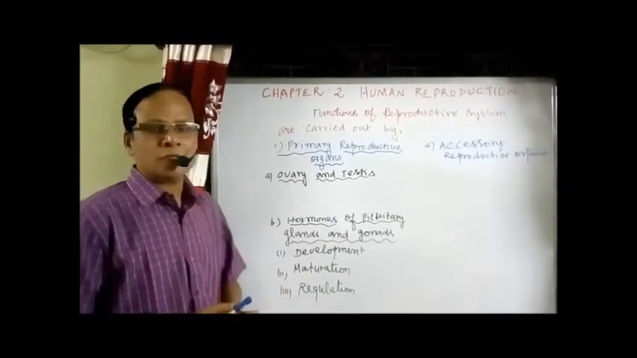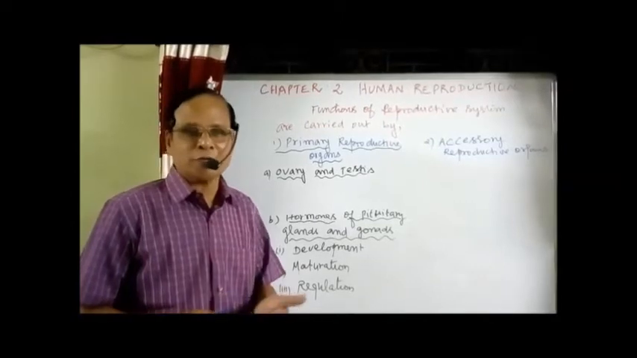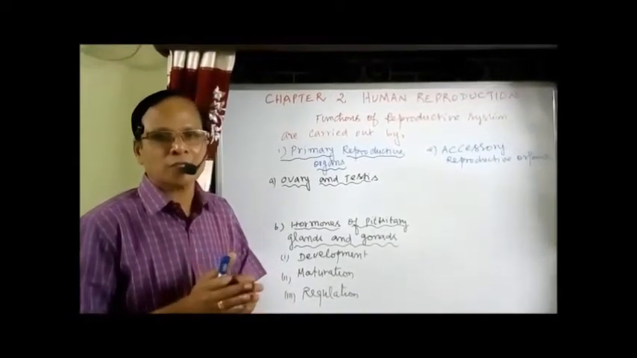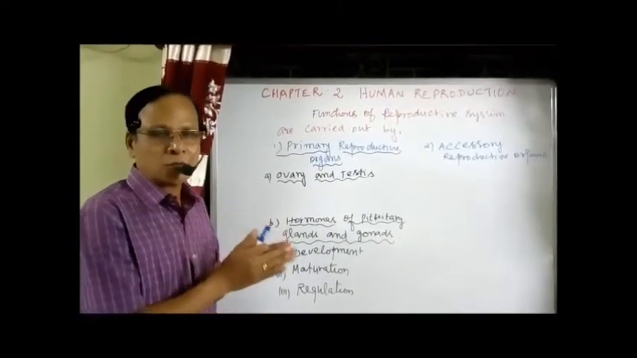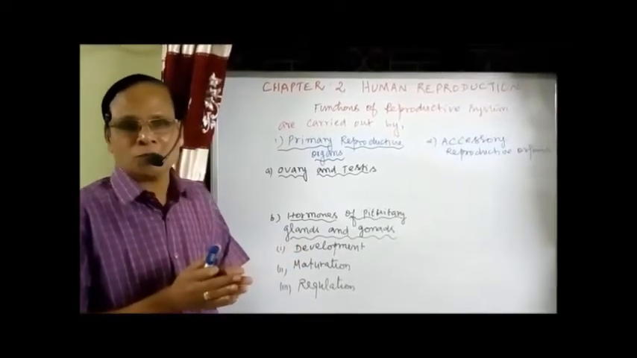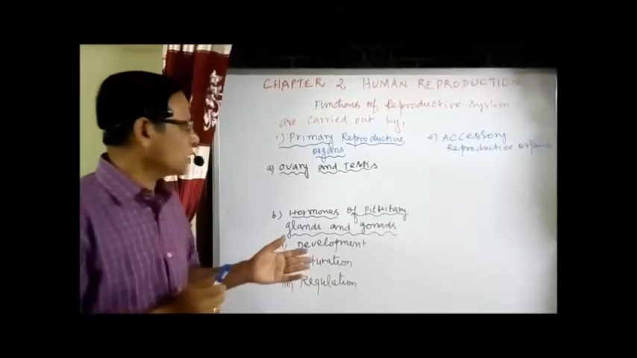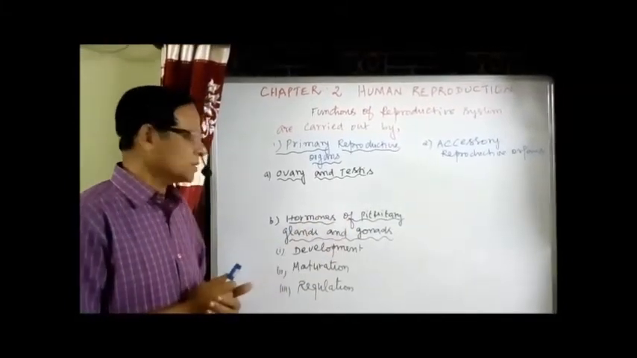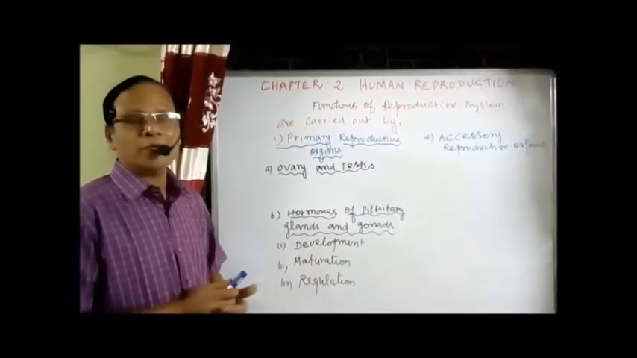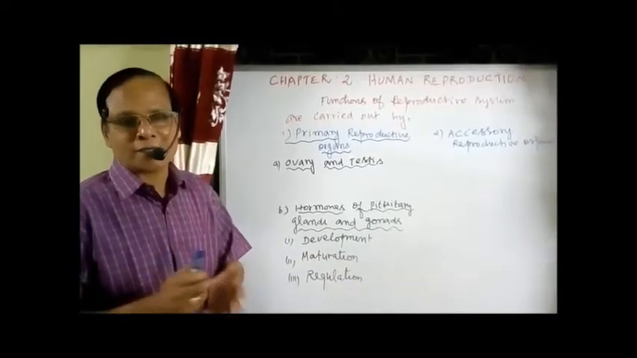Now we have certain hormones secreted by the pituitary gland and also hormones secreted either by the male reproductive system or the female reproductive system are responsible for certain functions. Now what are the functions of hormones of pituitary glands and gonads? Number 1, development of secondary sexual characters.